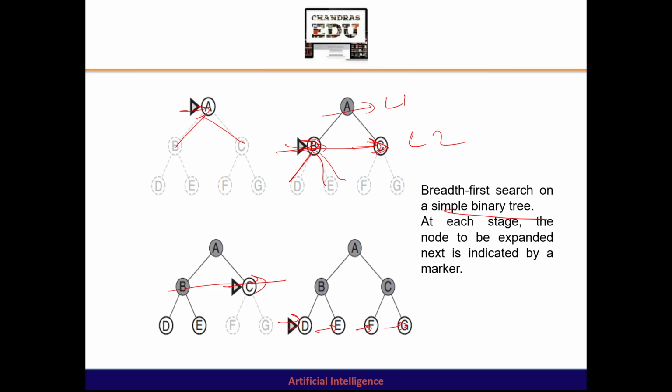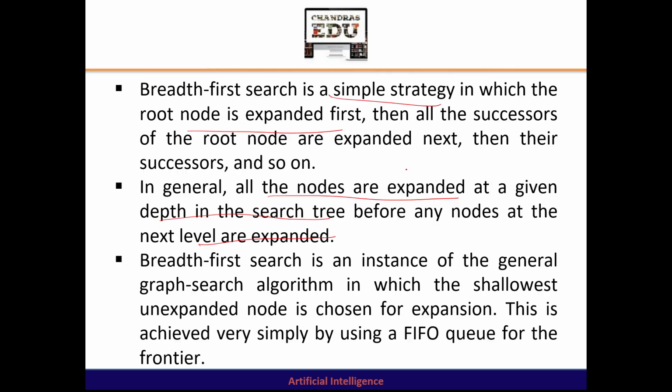Only after covering that shallowest node will they be explored. Shallowest is nothing but the next depth. For A, the next depth is the B and C elements. When you take B, the next depth elements are D and E, and for C, at the same depth, we have F and G.